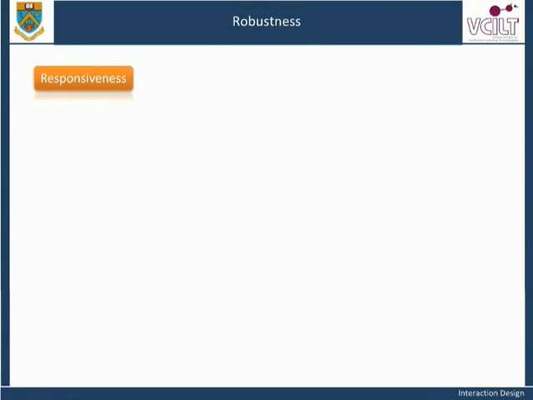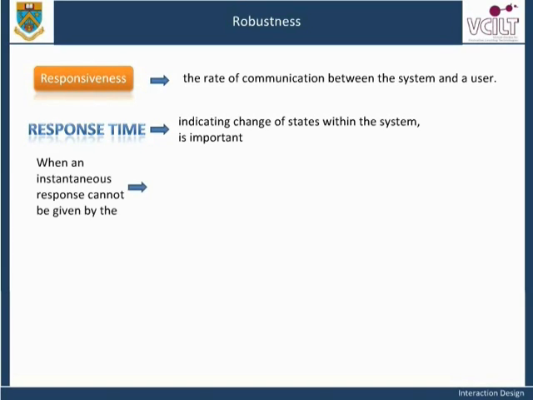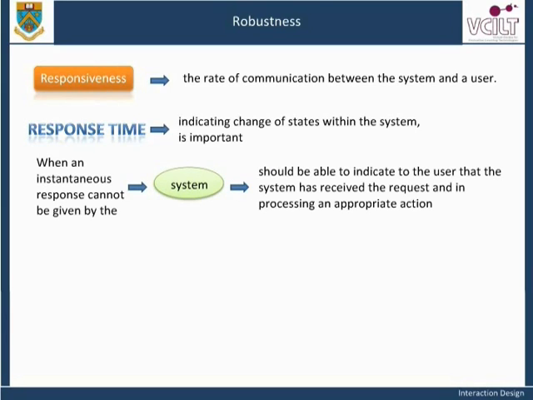Responsiveness is usually measured in terms of the rate of communication between the system and a user. Response time, indicating change of states within the system, is important. Short duration, or instantaneous response time, is more desirable. When an instantaneous response cannot be given, the system should be able to indicate to the user that it has received the request and is processing an appropriate action.